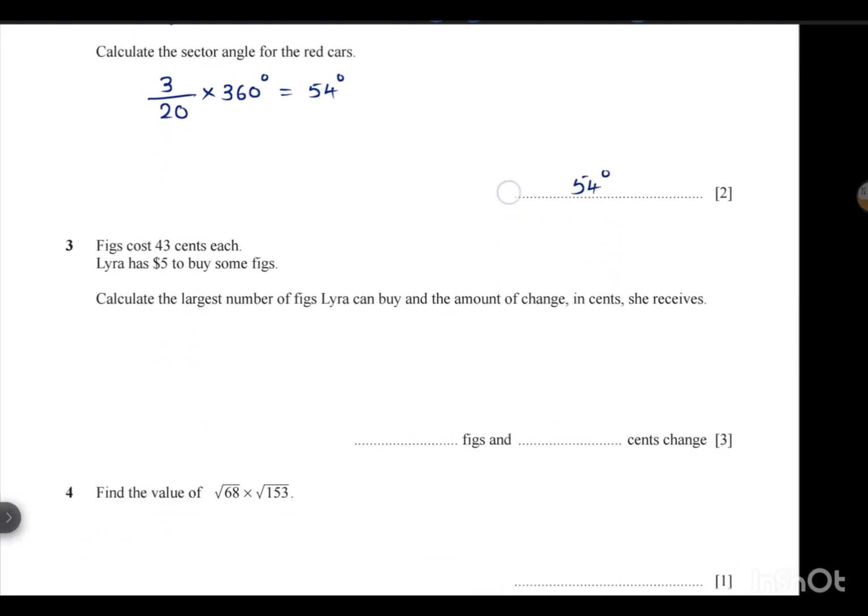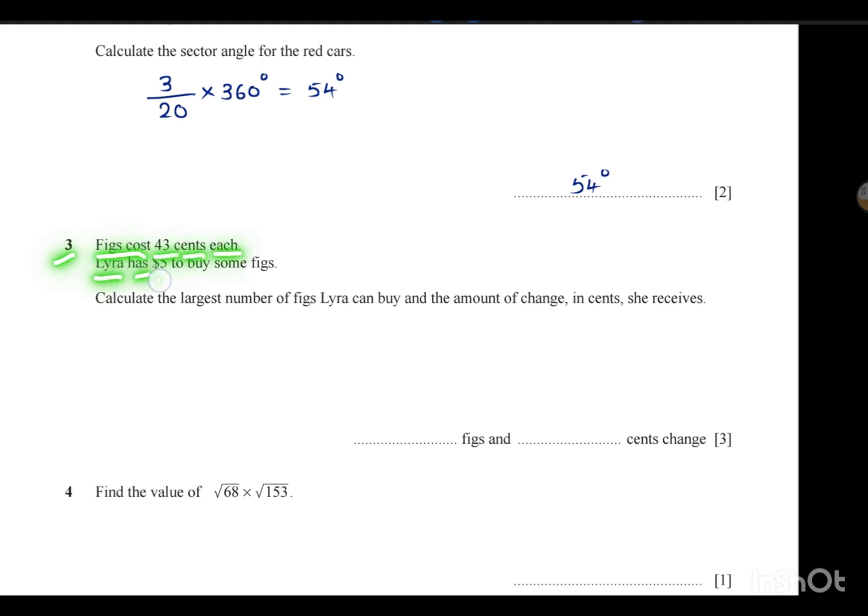Question 3. Figs cost 43 cents each. Lyra has $5 to buy some figs. Calculate the largest number of figs Lyra can buy and the amount of change in cents she receives. So to find out the number of figs she buys from $5, convert this $5 into cents. So $5 is 500 cents.